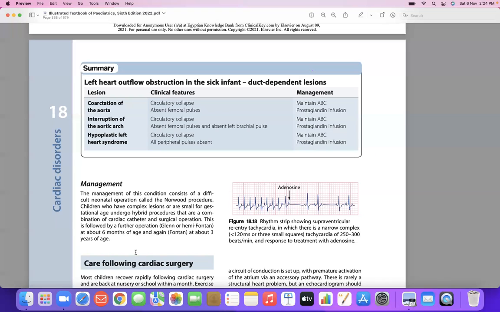But more than that, for us, we will be asked about the immediate management of the child. That is maintaining ABC and prostaglandin infusion, or if you know antenatally, arranging delivery in a tertiary center, counseling the parents on the requirement of heart surgery and resuscitation of the child, and the requirement of heart surgery immediately after birth.